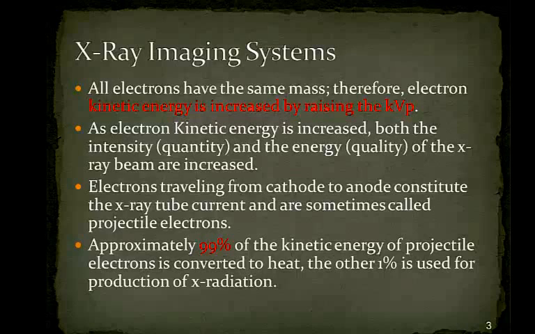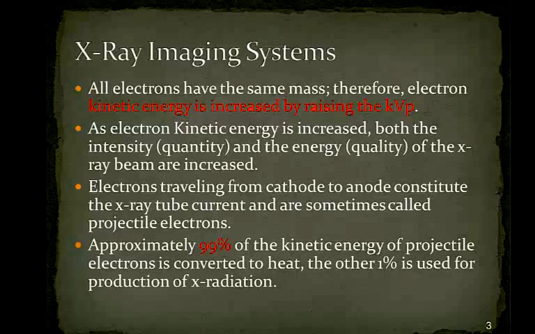And as the electron kinetic energy is increased, both the intensity, quantity, and the energy quality of the X-ray beam are also increased. Again, you have to use those terms interchangeably. How intense it is is quantity, which is a number. The energy itself is quality, and that's kVp. So again, intensity, quantity, mAs are all the same category. Energy, quality, kVp is all the same category too. Also for kVp, we have another word, and we could use the word penetrability.